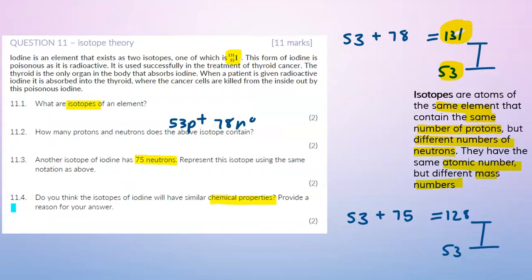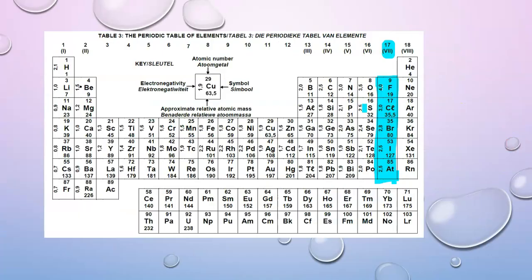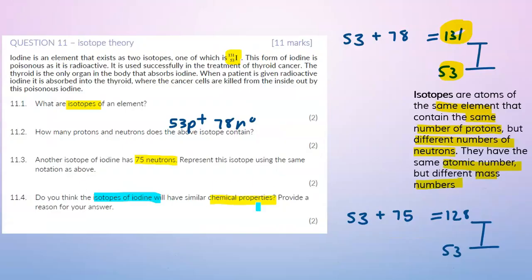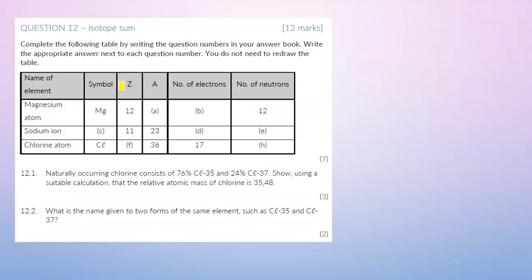Now the question at 11.4 is, do you think isotopes of iodine will have similar chemical properties? The answer is exactly the same. So all the isotopes of iodine will stay in group 7. And because they stay in group 7, they will all have a valency of 1, and therefore their chemical properties will be almost identical. Question 12.